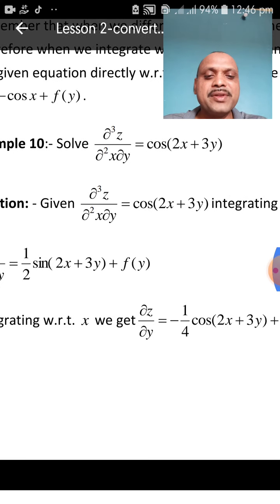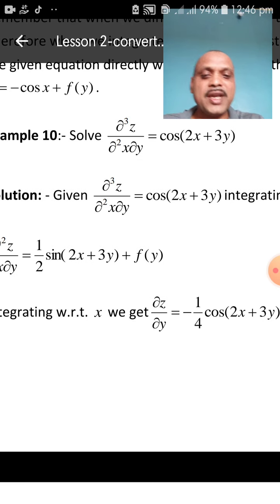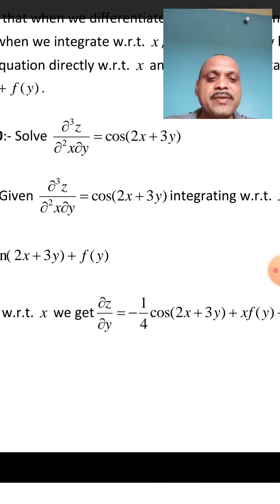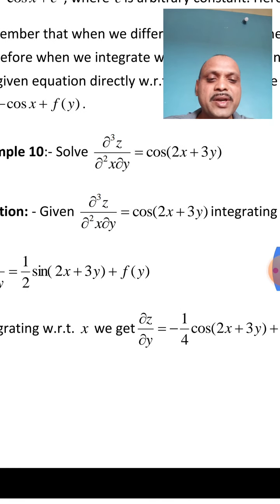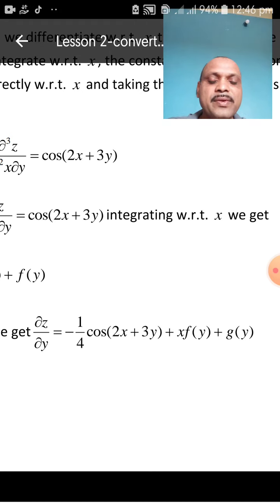Now again integrating with respect to x, we get del z by del y, and integration of sin is minus cos of 2x plus 3y, and integration of 2x gives 1 by 2. So this 1 by 2 and 1 by 2 get 1 by 4, plus this function f of y is constant, and the integration of a constant is x into the constant, so x f of y, plus an integrating constant, another function g of y.